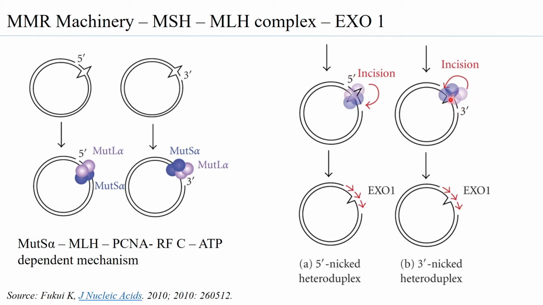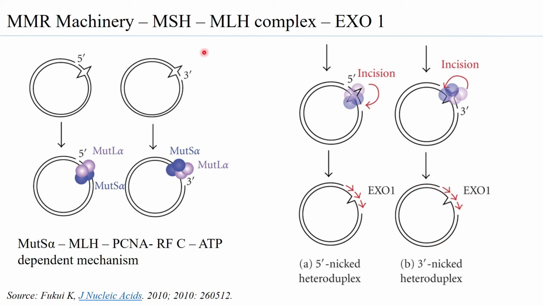Now once that happens, with the help of MutS alpha and PCNA, you have the Exo1, which is a 5' to 3' exonuclease, coming and binding to the 5' cut, and on binding to the 5' cut, from here onwards it will excise out the nucleotides in the strand one after the other. So here you have a gap being formed, and here also you have a gap being formed, and this is exclusively because of the Exo1.